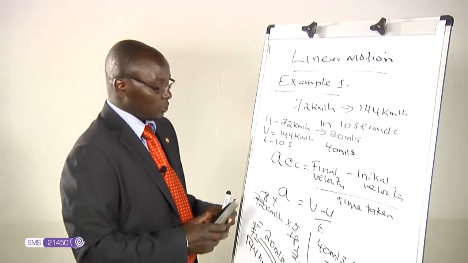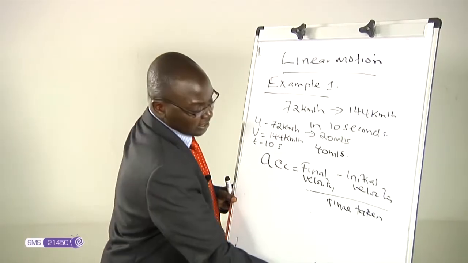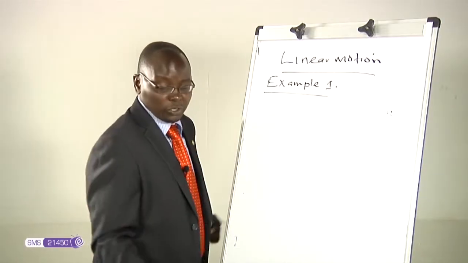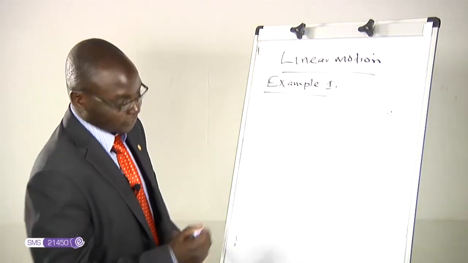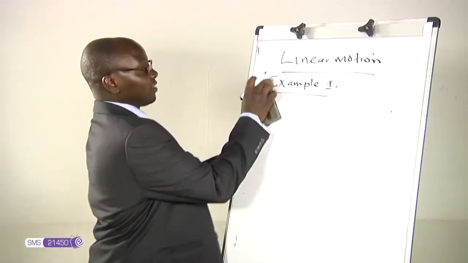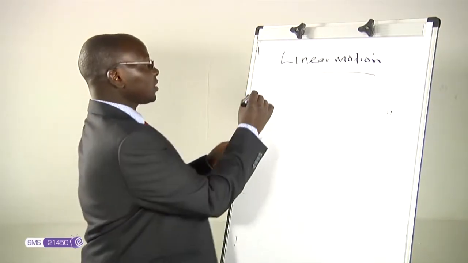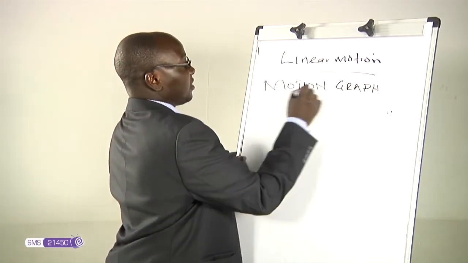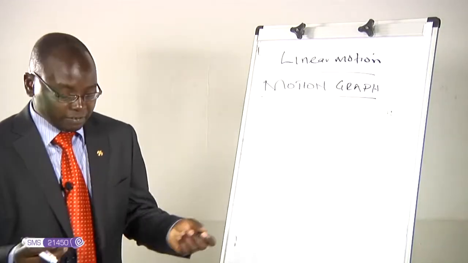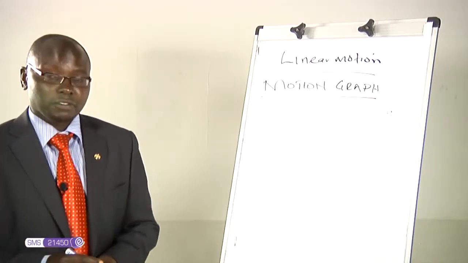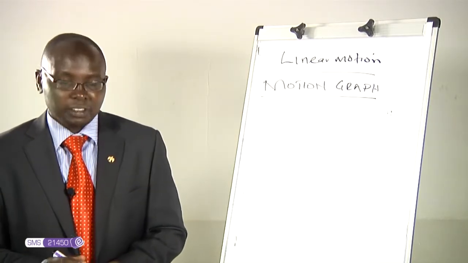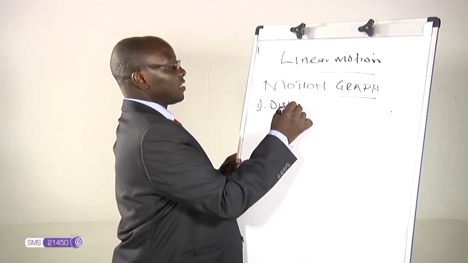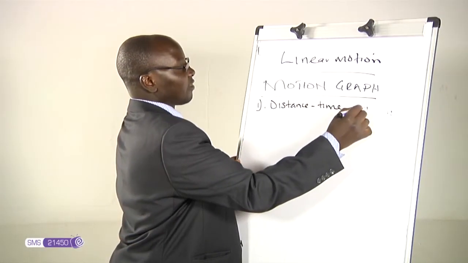Next, we are going to go to the graphs of linear motion. We need to know how to sketch some graphs associated with linear motion. So what we call the motion graph. There are various graphs that we can draw that involve linear motion, and we are going to start with the first one, that is the distance time graph.